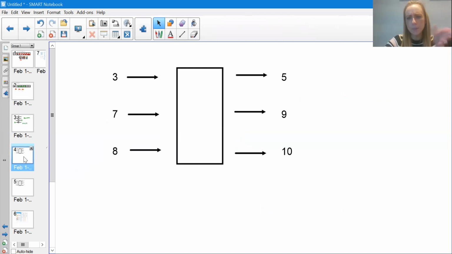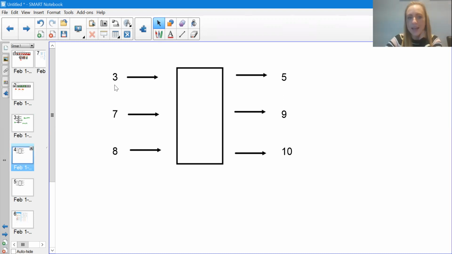I've got my input numbers and I've got my output numbers, but I don't know what I've done. So whatever I've done to 3 to get 5, I've also done to 7 to get 9, and I've done to 8 to get 10. My rule is the same for each set of numbers. I'd like you to pause the video and think about what rule I have used.